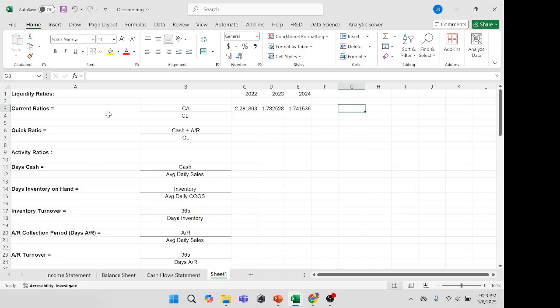So I say, compute these ratios and see the trends over time. And remember, you can always find the percentage change year over year, right?